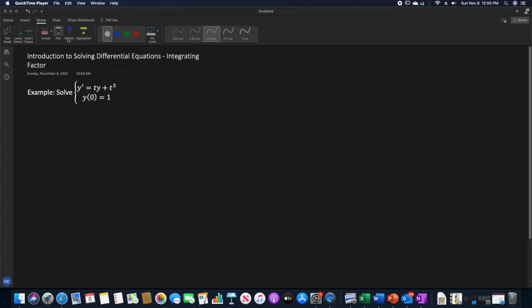We are going to go over an introduction to solving differential equations by using an integrating factor. We are going to solve y prime is equal to t times y plus t cubed, and we are using the initial condition y of 0 is equal to 1. So, based upon this, we have our differential equation y prime is equal to ty plus t cubed.